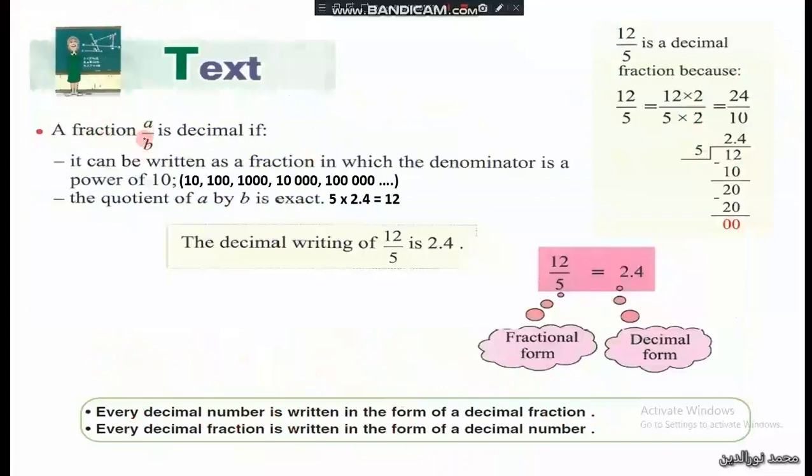A fraction A over B is decimal if it can be written as a fraction in which the denominator is a power of 10. So if I have a fraction A over B, meaning numerator over denominator, we say it is a decimal fraction if B, the denominator, could be written as 10 or a power of 10. What are the powers of 10? They are 10, 100, 1000, 10,000, 100,000.